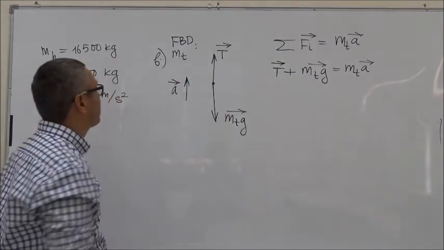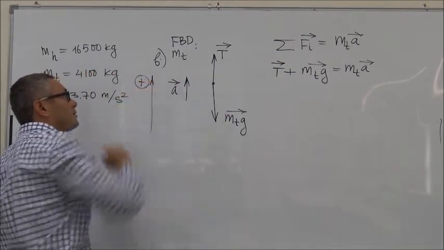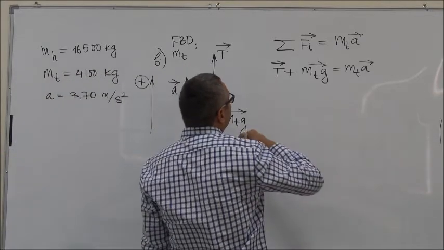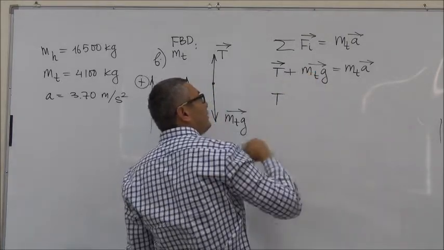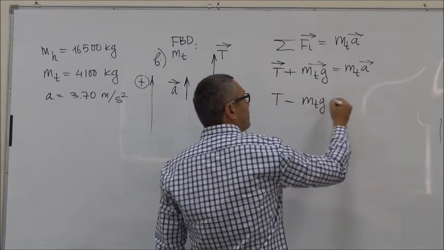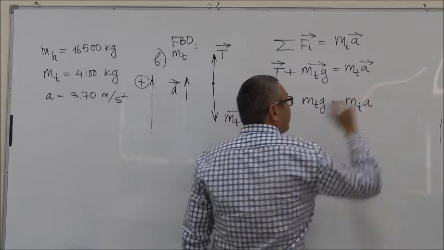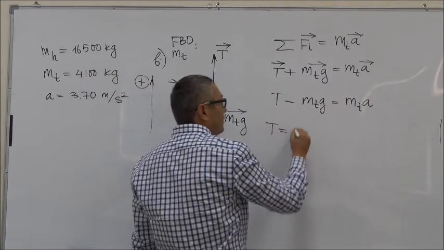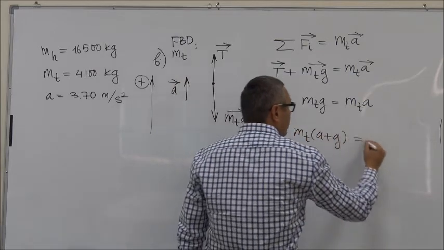Again, to get rid of the vectors, we need to introduce the direction which we take as positive. So let's say it's the upwards direction. And now we look at the tension. Tension is pointing upwards, so we just write T. mtg is pointing downwards, so it goes as minus mtg. mta is pointing upwards. So now we can calculate the tension, which is mt times a plus g.